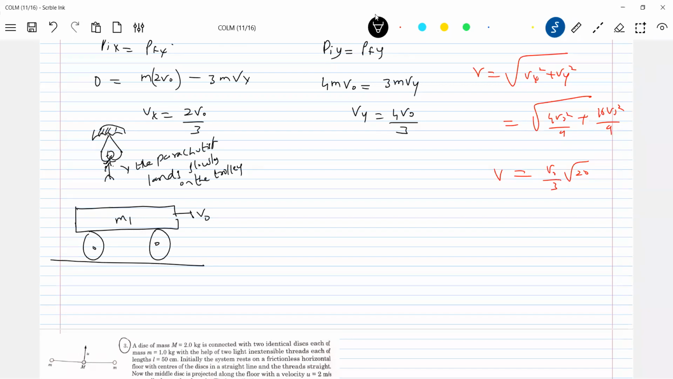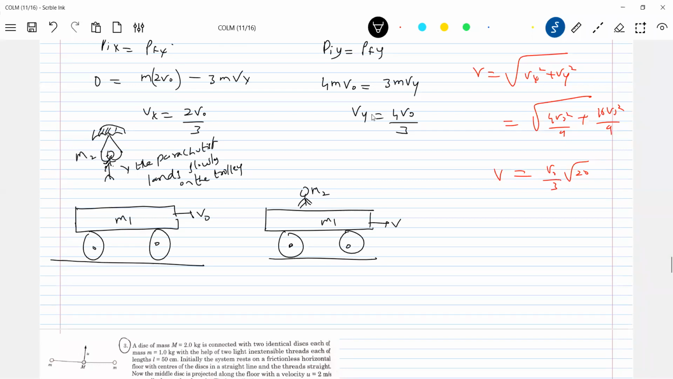He will not have any velocity along the x-axis. Then the person along with the trolley, he will land and come to rest. So he'll move together with the trolley.